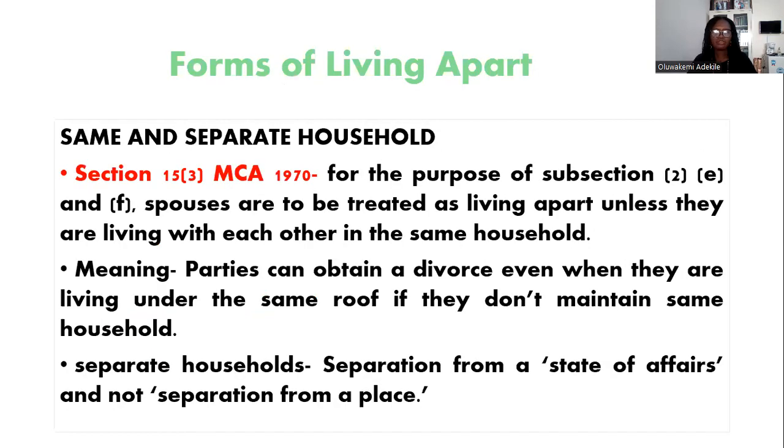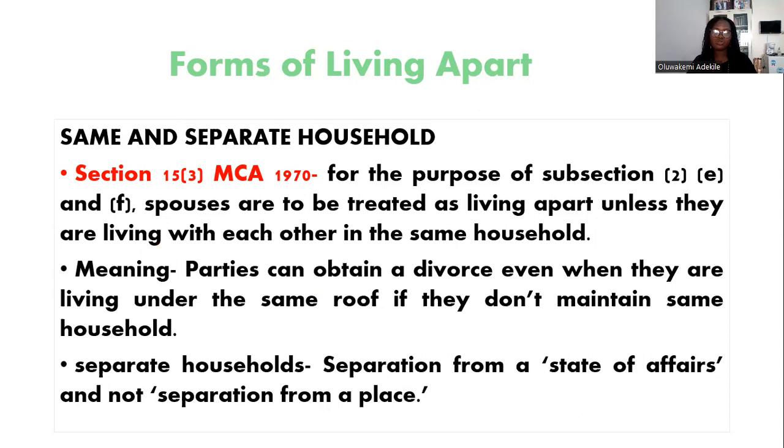If you look at the Matrimonial Causes Act, you will see this concept of living in the same or separate households. Section 15.3 says, for the purpose of subsection 2E and F, that is the living apart provisions, the spouses are to be treated as living apart unless they are living with each other in the same household. So implicit in the idea is this issue of living in the same household. It means, therefore, that parties can actually obtain a divorce when they are living under the same roof, if they don't maintain the same household. So it's not sufficient to say we are living in the same building, under the same roof, but do you maintain the same household?